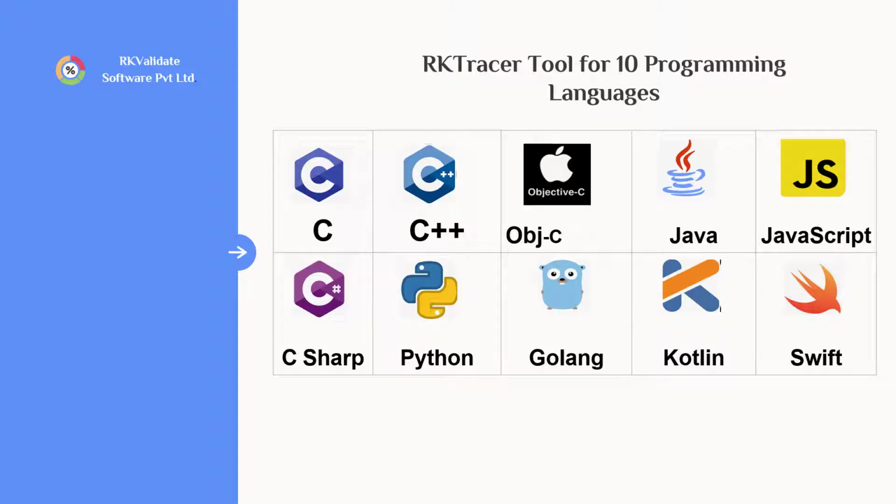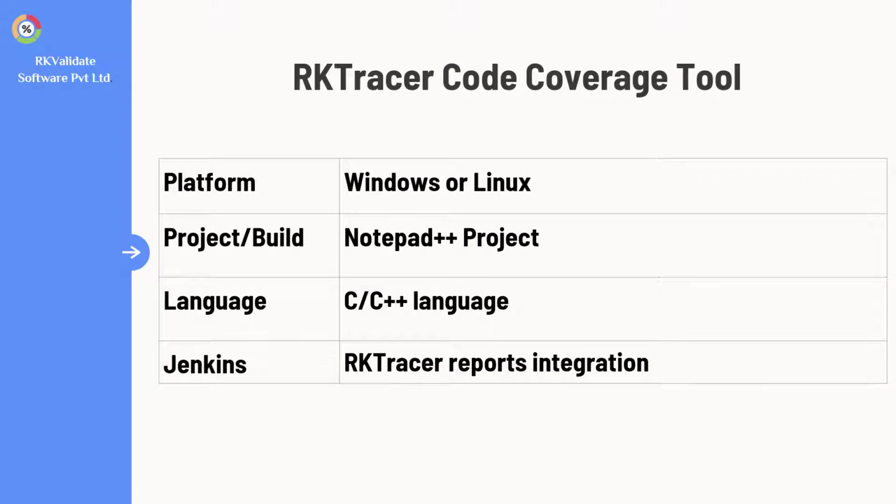Hi guys, ArchiTracer is a code coverage tool for 10 programming languages. In this video, we're going to learn how to integrate ArchiTracer code coverage reports with Jenkins. It might be on Windows or Linux, the procedure remains the same. We are going to use Notepad++ code coverage reports to integrate with Jenkins. The language is C and C++.